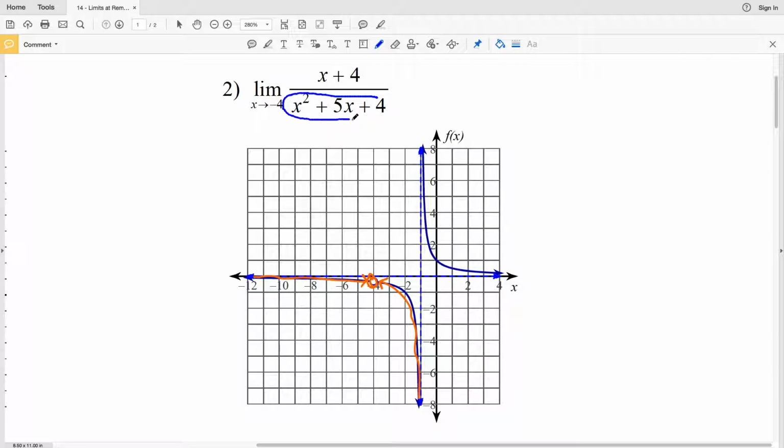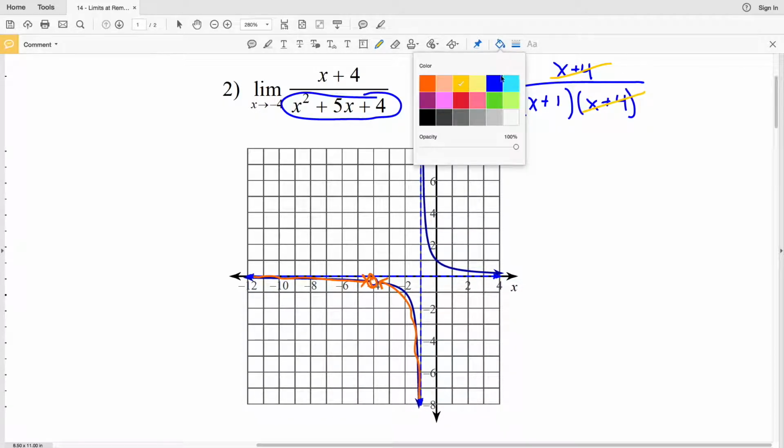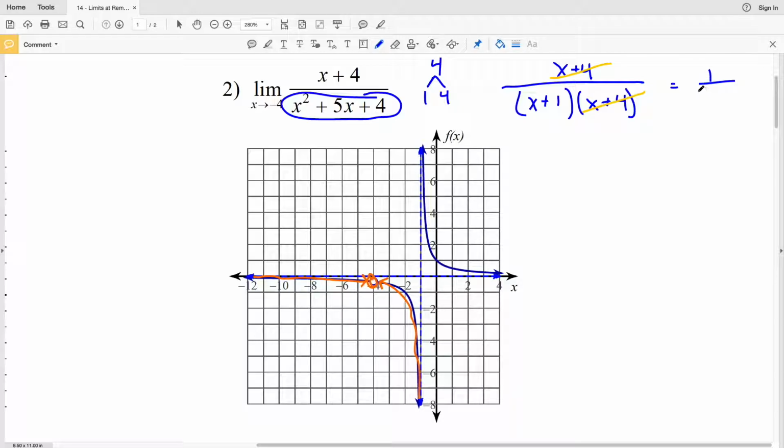In order to do that, we're going to have to factor this denominator. We'll need to see what two numbers multiply to give us positive 4 and add to give us positive 5. Right away we can see that that will be 1 and 4. So writing the denominator factored, we'll have x plus 1 times x plus 4, and in the numerator we have x plus 4. Now note, we can cancel out x plus 4 and x plus 4. That will give us 1 over x plus 1. So by simplifying, we will now be able to plug in negative 4.